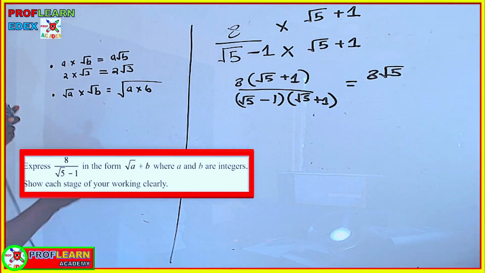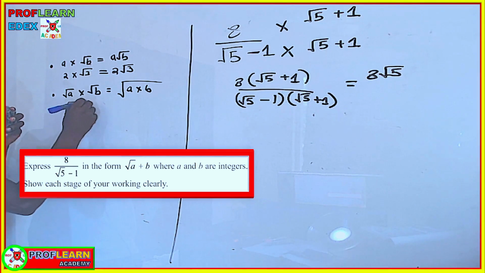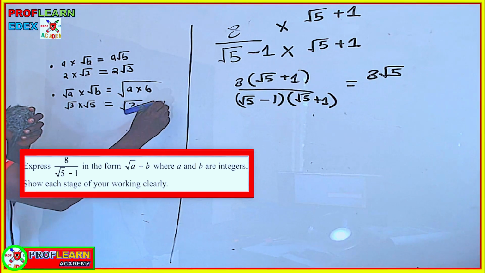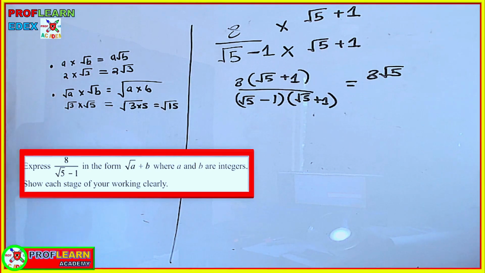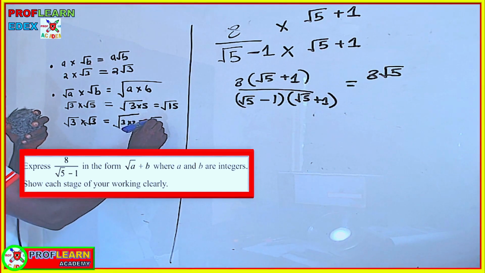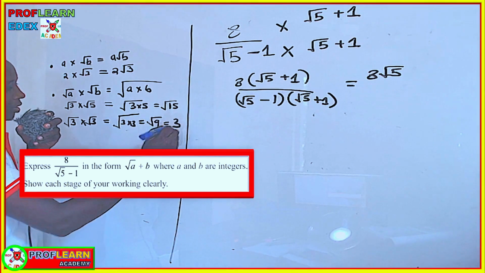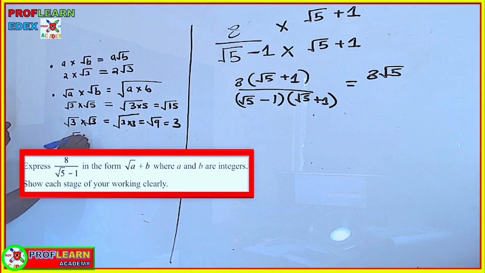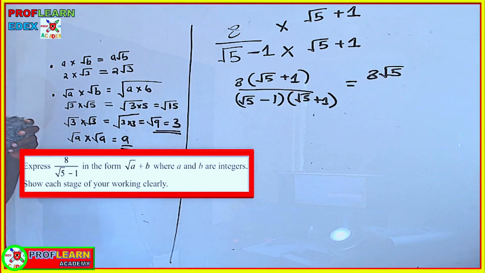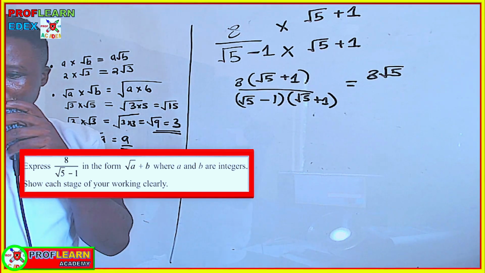So if you have root 3 times root 5, this can be written as root of 3 times 5, and that's root 15. You ought to remember that. But if you have root 3 times root 3, it becomes root of 3 times 3, which is root 9, which is the same as 3. So root a times root a is a, as we have worked out here.